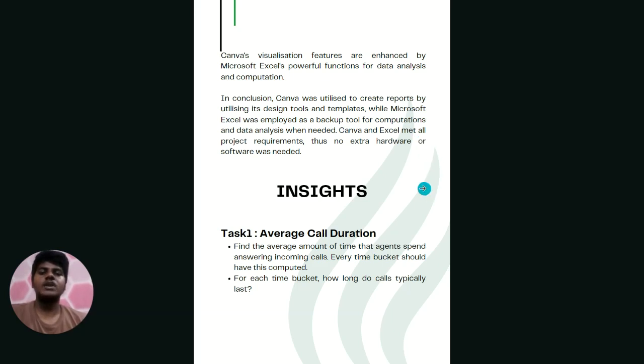Moving on to the insights, our first task is to find the average call duration. Determine the average call duration the agent spent answering incoming calls for each time slot. Additionally, calculate the typical duration of calls within each time slot. Coming to the Excel.